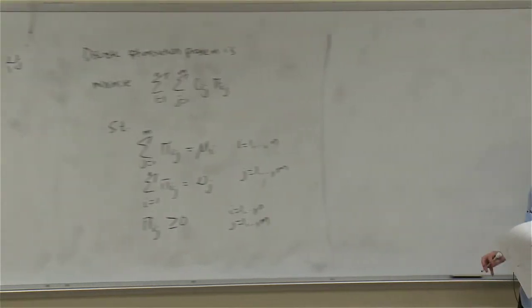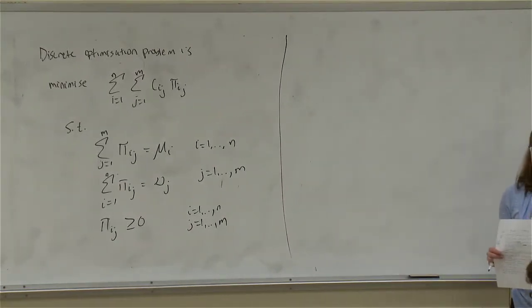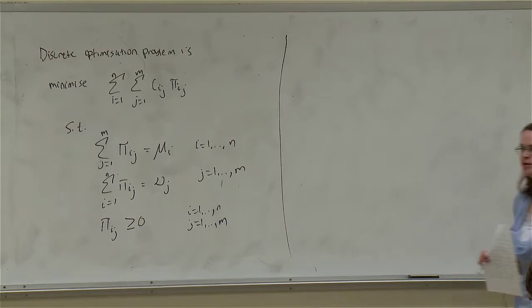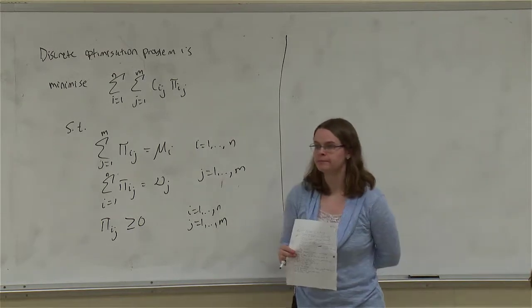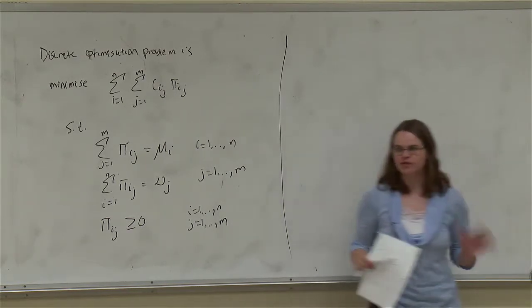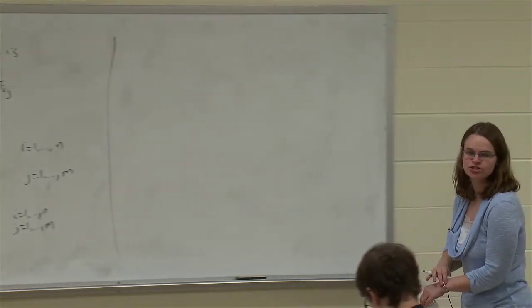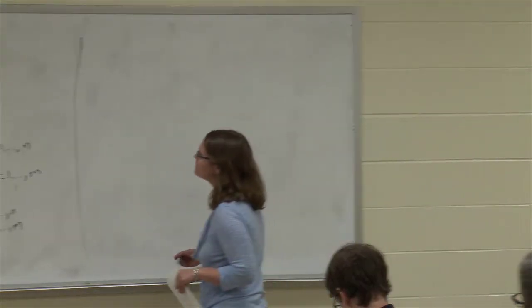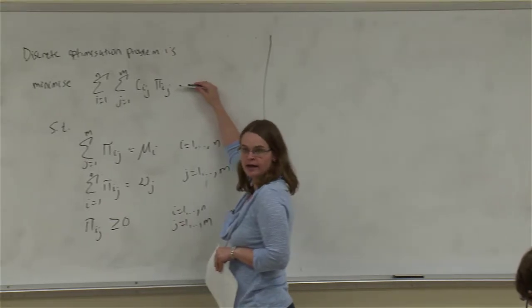All right, what can you tell me about this optimization problem? It's linear, yeah. This is a linear program, right? So some of you, those of you who have taken convex optimization should recognize this. If you haven't, that's okay, right? All right, so our unknown here is pi, right?